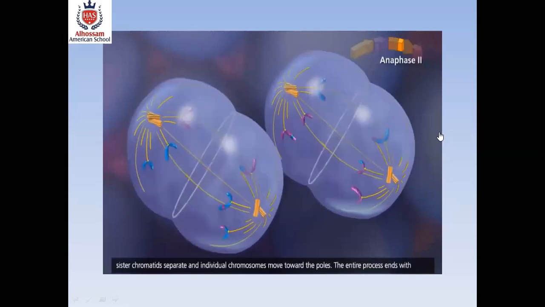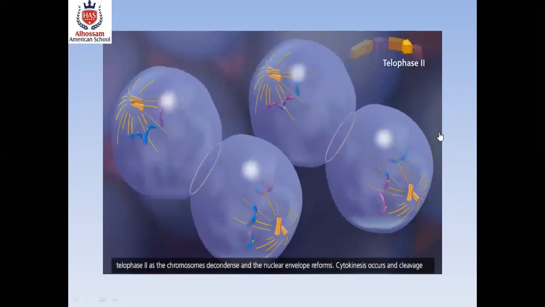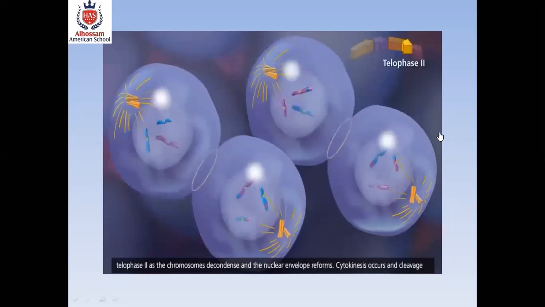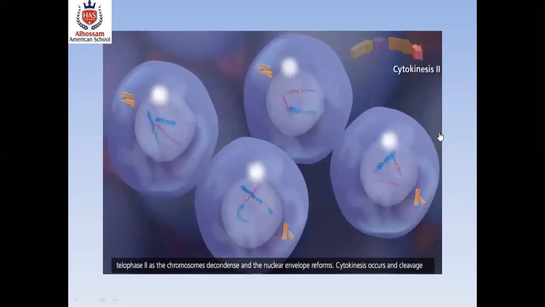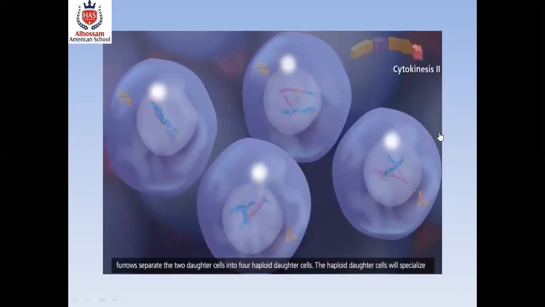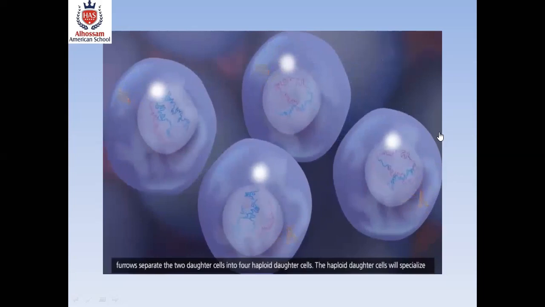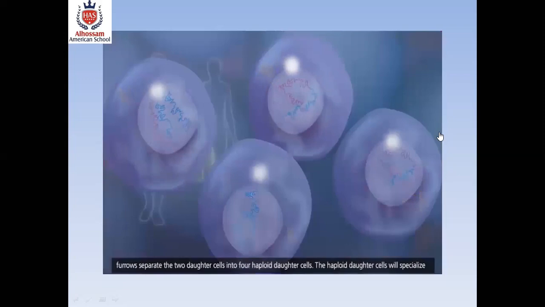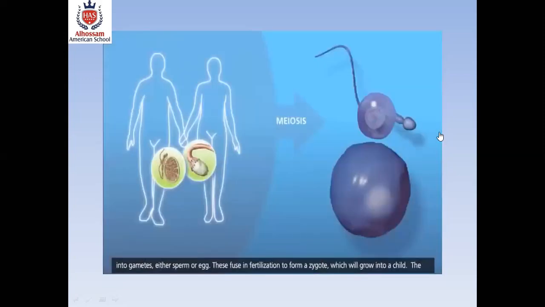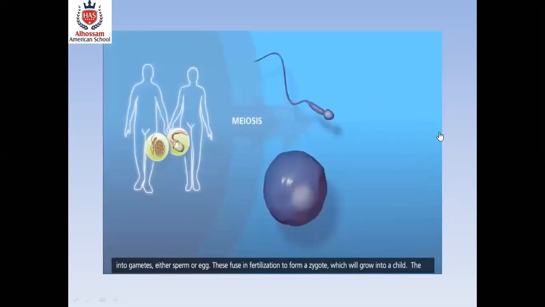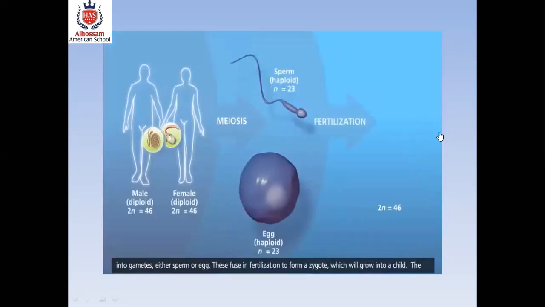The entire process ends with telophase 2, as the chromosomes decondense and the nuclear envelope reforms. Cytokinesis occurs and cleavage furrows separate the two daughter cells into 4 haploid daughter cells. The haploid daughter cells will specialize into gametes, either sperm or egg. These fuse in fertilization to form a zygote, which will grow into a child.